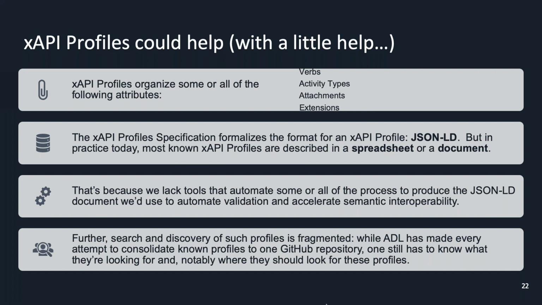And then further, even granted the fact that we currently have web-based or document-based profiles of some sort, finding those profiles is tough, so the search and discovery of these things is fragmented. ADL has done a great job of consolidating known profiles, one could consider them verified or validated profiles, into one GitHub repository. But you still have to know that they're there, and you still have to kind of know what you're looking for in there, all right? And there is dubious, right? It can be anything, okay?